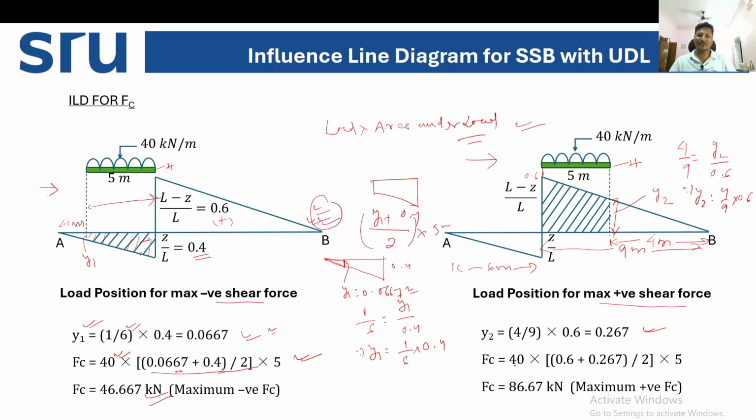Once you have y2, in a similar way you can calculate the shear force at C, that is load into area under the load: (0.6 plus 0.267, that is your y2) divided by 2, multiplied by 5, which is the height. From here we get 86.67 kilonewton, which is your maximum positive shear force. I hope you understood this. Similar to how we calculated the maximum negative shear force, we calculate the maximum positive shear force.